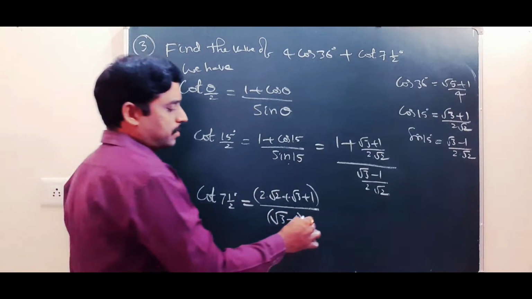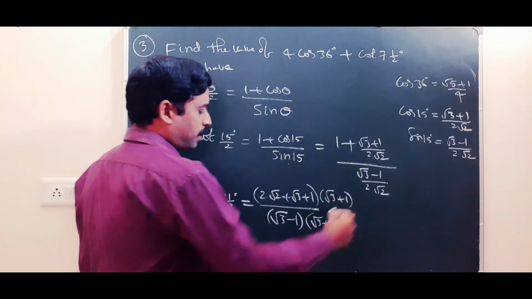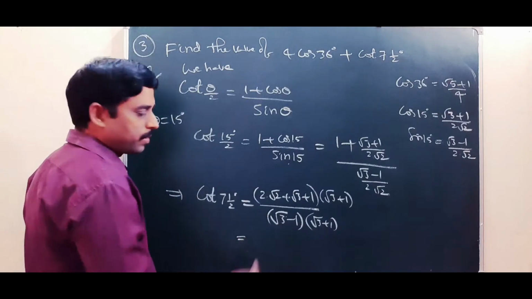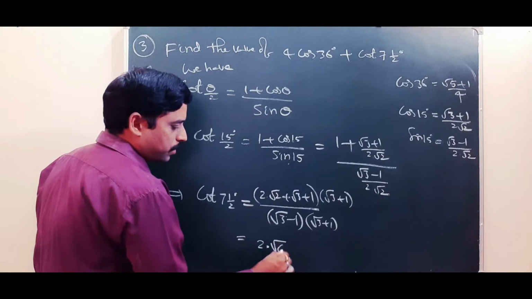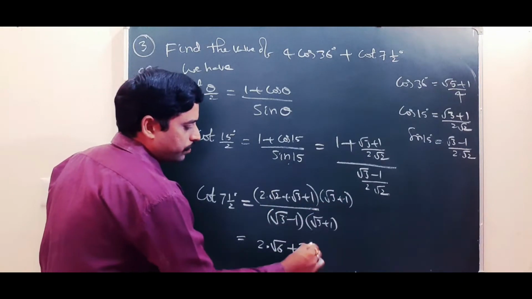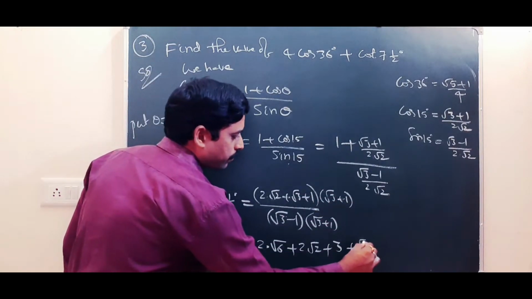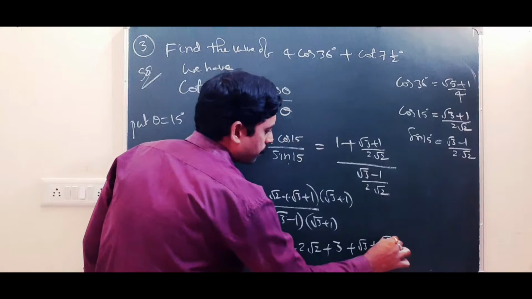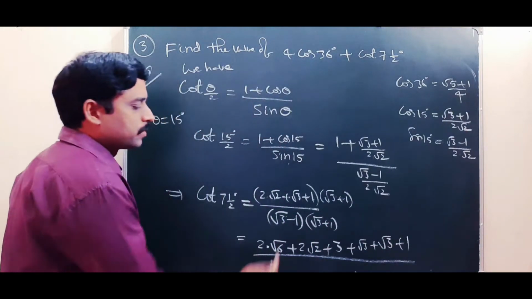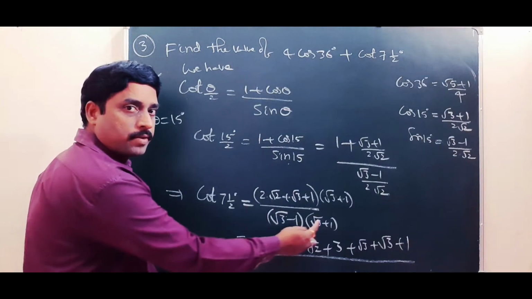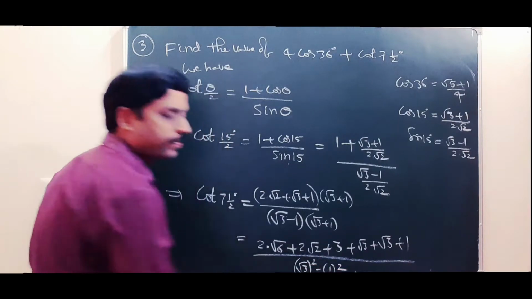Okay, let us do rationalization. So root 3 plus 1, divide and multiply, denominator rationalization. So it is going to be 2 root 2 into root 3, which is 2 root 6, 2 root 2 into 1, 2 root 2, root 3 into root 3, 3, root 3 into 1, root 3, plus 1 into root 3, plus 1 into 1, 1, by, in the denominator in the form of a minus b into a plus b, a square minus b square, root 3 whole square minus 1 square.